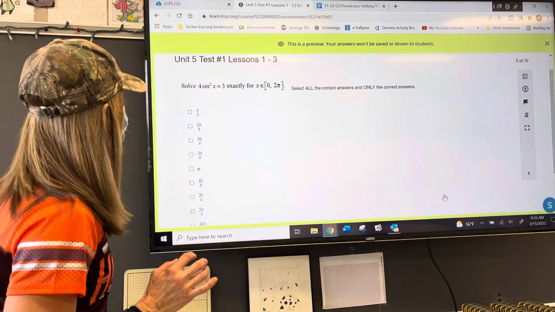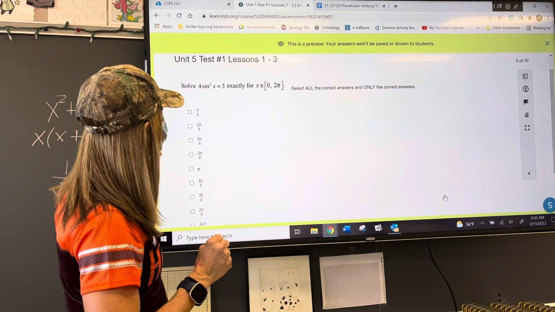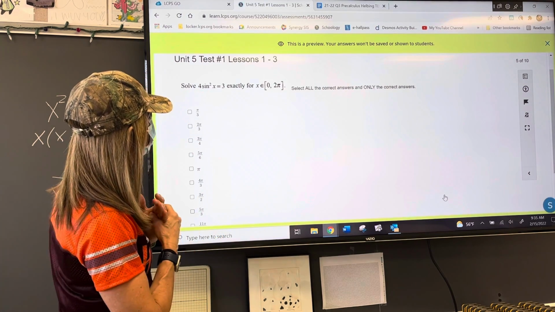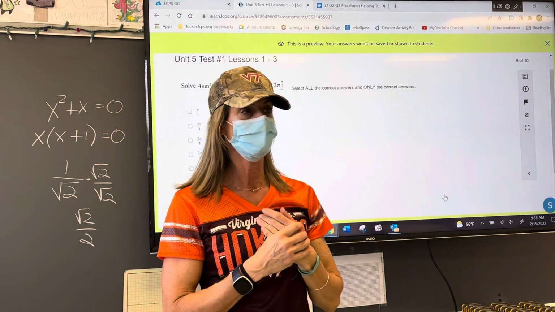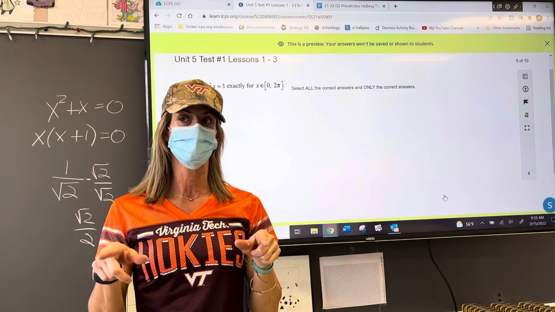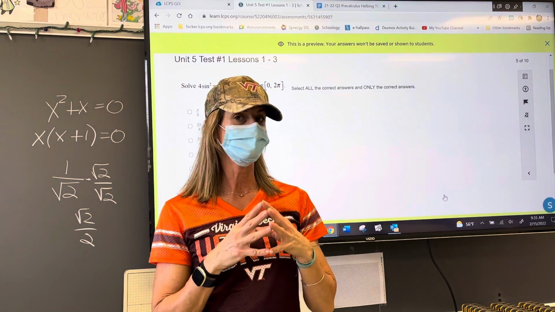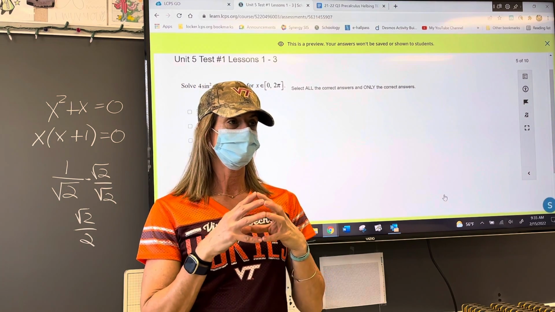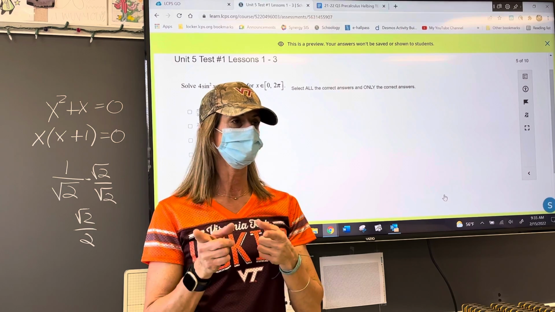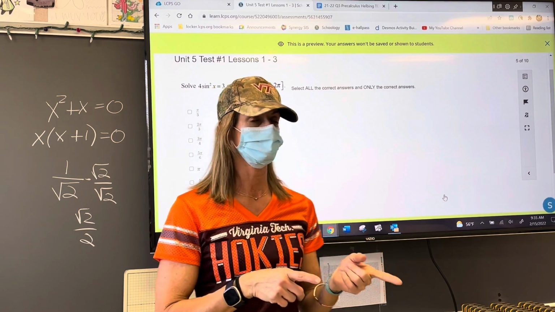Number 5. So we would solve this just like we would trying to isolate our sine when we'd have a sine squared, where we have to take the square root of both sides. When you take the square root of both sides, what do you have to make sure you remember to do? Plus or minus. Don't forget the plus or minus.